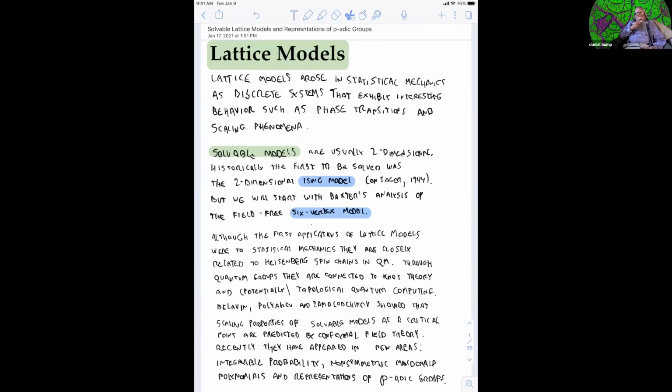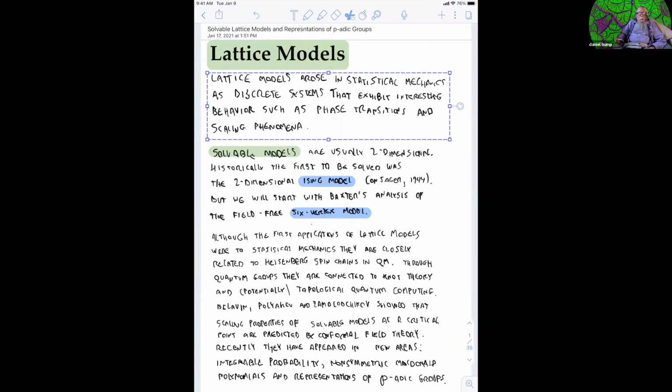This talk is supposed to be a combination of an introductory talk, and also I want to talk about, or at least point to, two very recent papers. So we'll start with the introductory material. Lattice models arose in statistical mechanics.